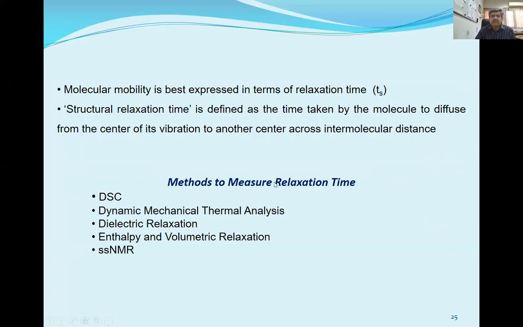There are various methods available to measure the relaxation times, and one of them is DSC. Dynamic mechanical thermal analysis can also be used, as well as dielectric relaxation spectroscopy, enthalpy and volumetric relaxation, and solid state NMR. All these techniques can be used for measuring the relaxation times. We are not going to get into the details of these techniques because they are beyond the scope of the current subject, but they are used in the lab at NIPER as well for characterization of the molecular mobility in amorphous systems.